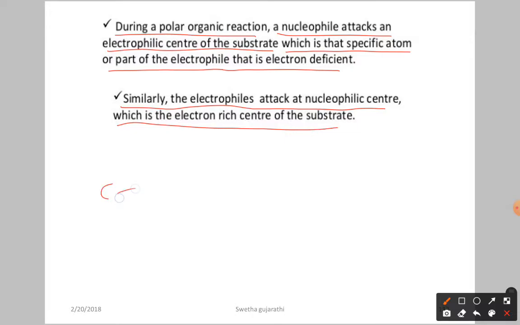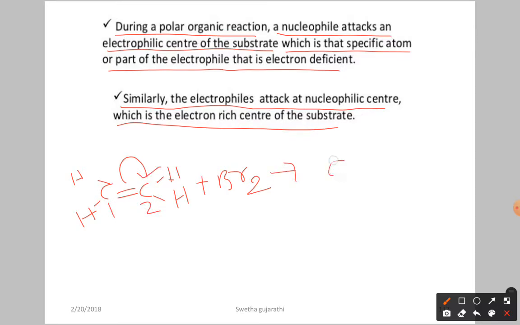For example, I am taking ethylene. In the presence of a reagent, for example Br2, the pi bond is shifted to one carbon atom, labeled as 1 and 2. If the electrons shift, as you know very well, the first carbon is going to get the positive charge and the second carbon is going to get the negative charge.